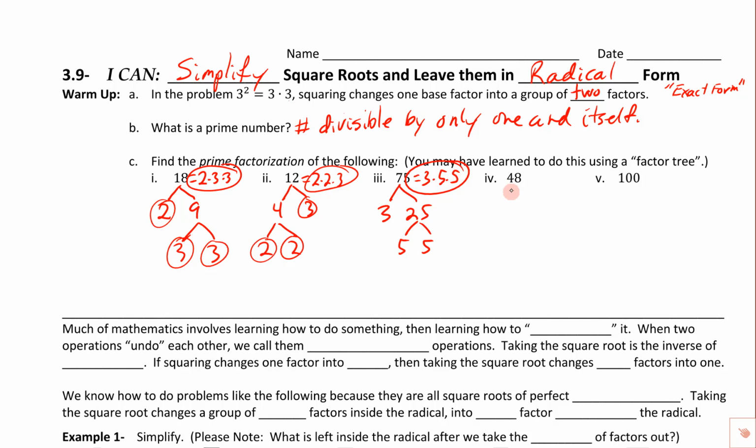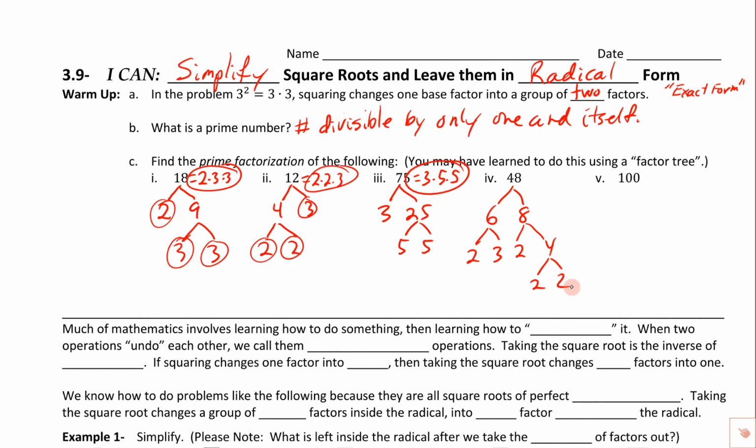And then 48, let's see. If you can't think of anything that goes into 48, or two numbers that multiply to be 48, recognize that it's even. If it's even, 2 will go into any even number. So we could do 2, but some of you might be thinking, oh, maybe 4 times 12 or 6 times 8 or something like that. Either one of those would be fine. So I'm going to do 6 times 8. Neither one of those is prime, so I'm going to break this down. 6 would be 2 and 3. 8 would be 2 times 4. And 4 would be 2 times 2.